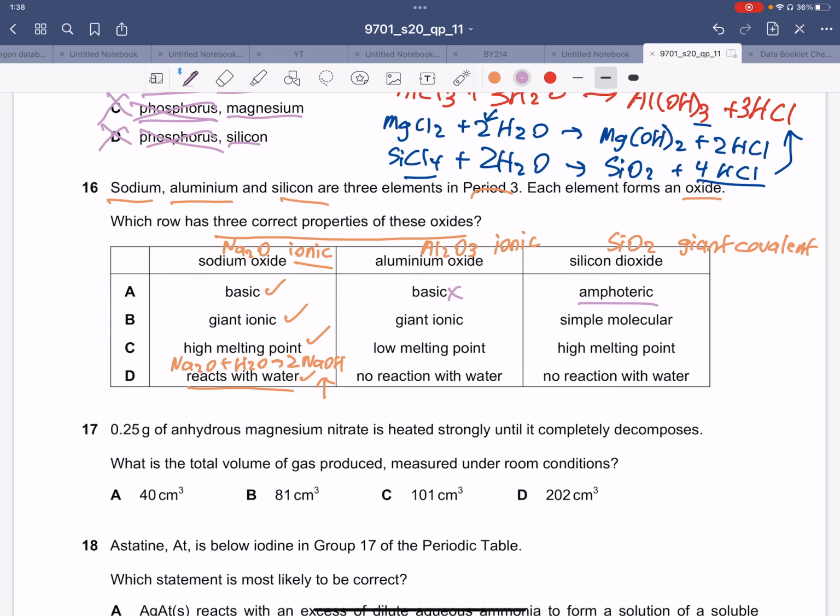And if you guys don't know that, again, it's just pure memorization. You might know it from organic chemistry. But just know that aluminum oxide is amphoteric in case it ever comes up again. It is, again, ionic, so we know it's giant ionic. Ionic structures do not have a low melting point. In fact, we've already established they have a high melting point, so that can't be right. And we also know that there's no reaction with water.